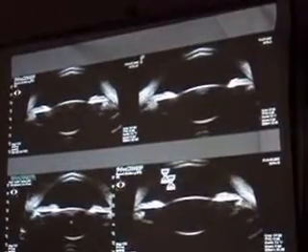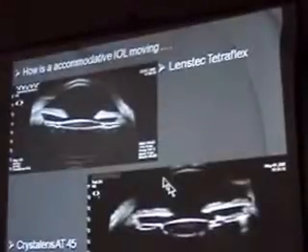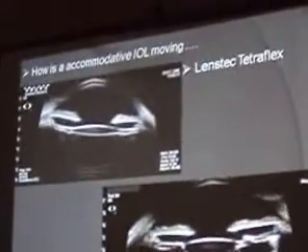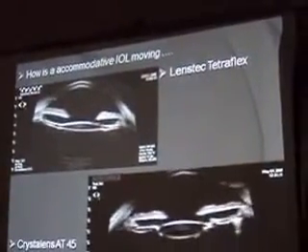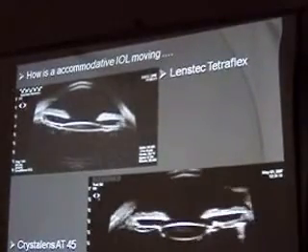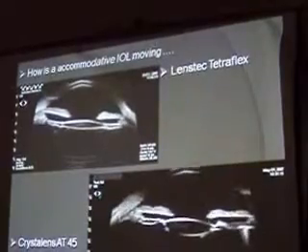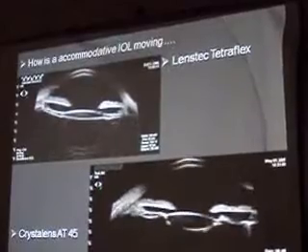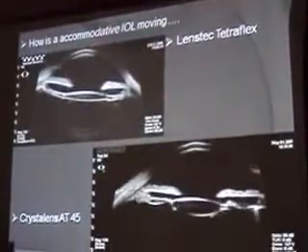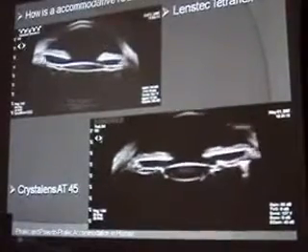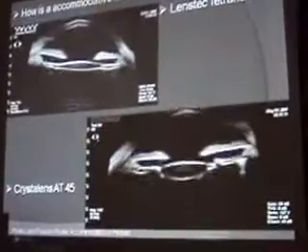Okay, this is not really, well, we already showed you that. Let's go to the next. Those are some accommodative IOLs moving. The one on the top is the Lentis Tetraplex. The Lentis Tetraplex is just a little bit changing the distance between the iris and the lens. The whole anterior uvea is pushing forward. That is creating this image or illusion that the lens is moving. It's not an illusion, the lens is moving.